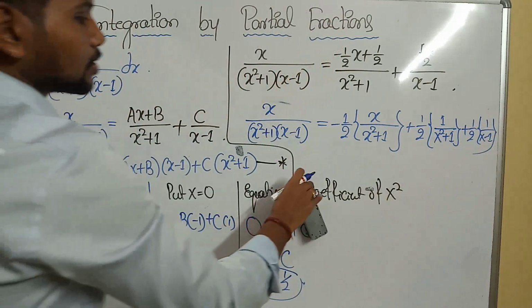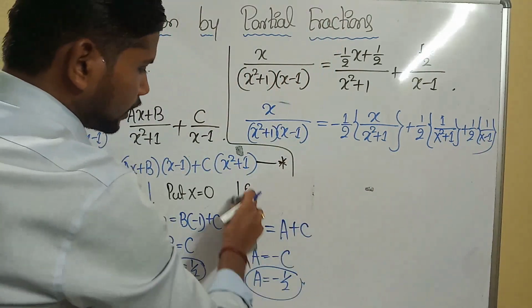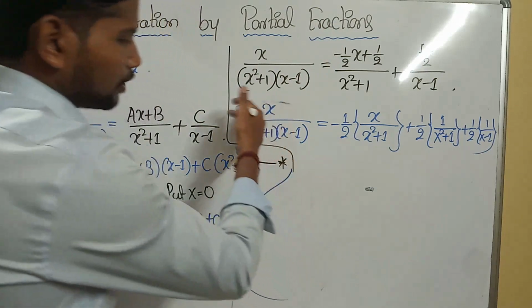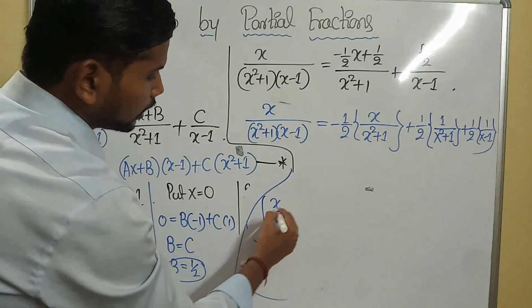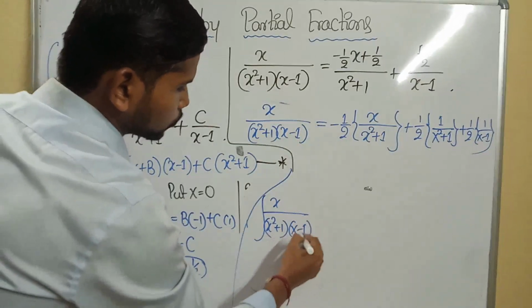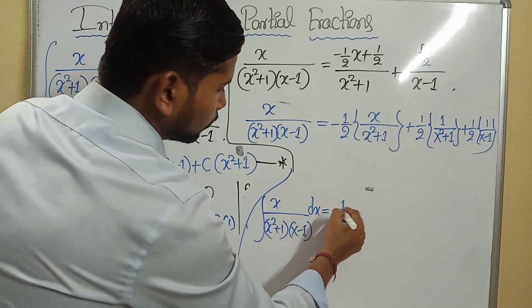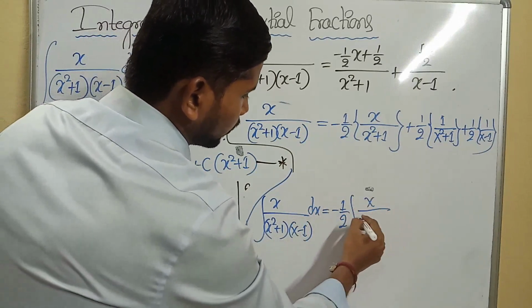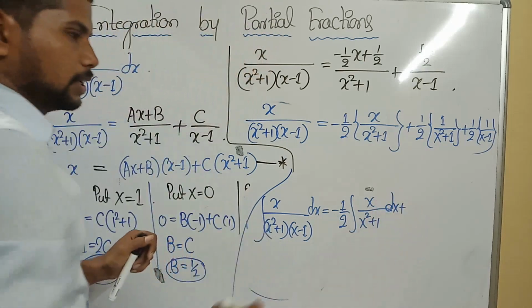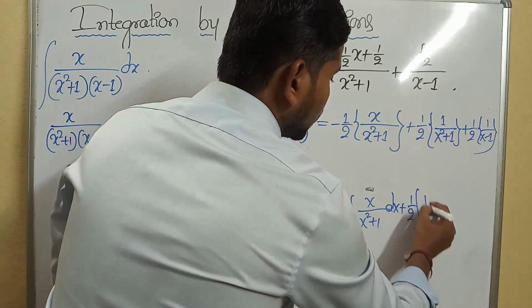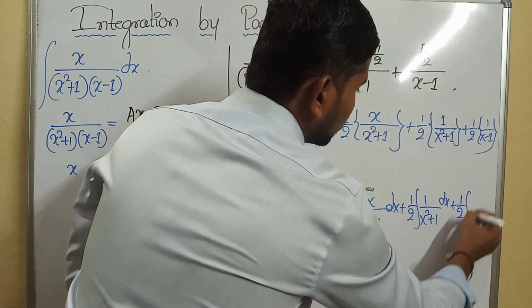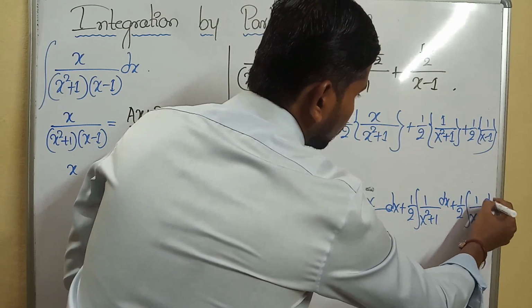Now the next step will be integrating. Okay, integrating. I need to integrate the functions. Left part will be integral of x divided by (x square plus 1)(x minus 1) into dx. It will be minus 1 by 2 integral of x divided by x square plus 1 into dx, plus the next 1 divided by 2 integral of 1 divided by x square plus 1 into dx, plus 1 by 2 integral of 1 divided by x minus 1 into dx.